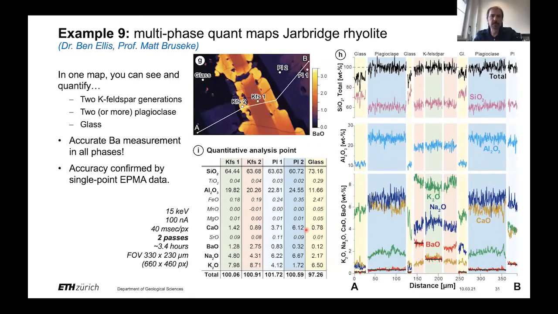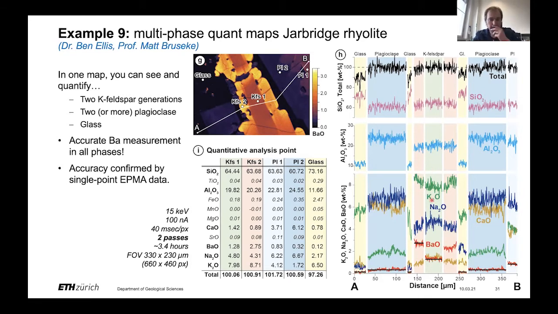Just to finish here, nice examples, that was this barium map that I showed you at the beginning. I just wanted to emphasize again that we can get not only traverses, like I show you here, with all elements in multiple phases, and all this data are really accurate with average totals approaching 100% for the plagioclase and K-feldspar, and down to maybe 90% for the glass. I should say I did not measure the iron and the magnesium, so that's possibly why the glass totals are a little bit too low, sorry.